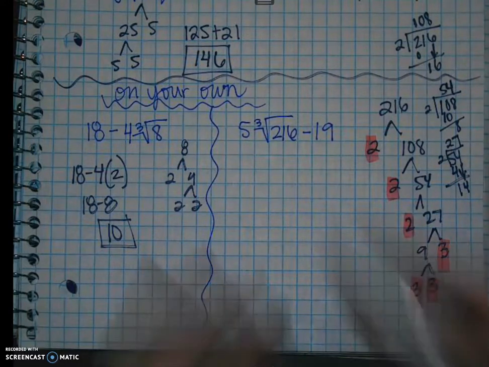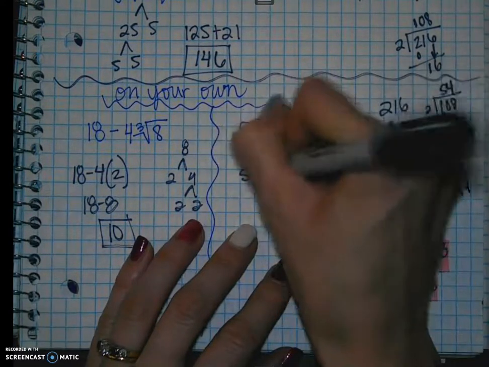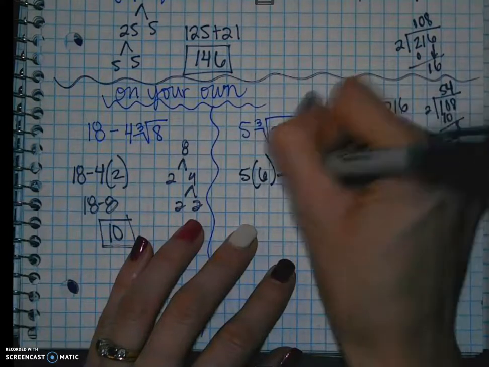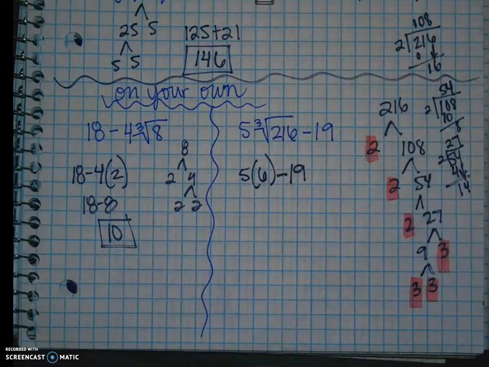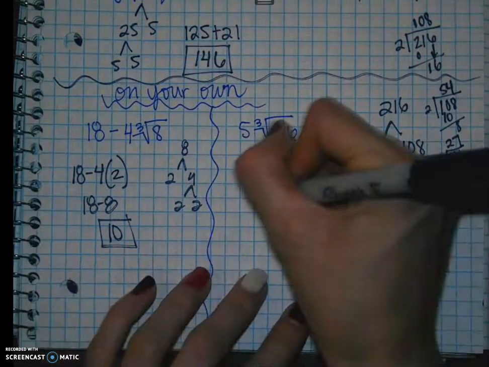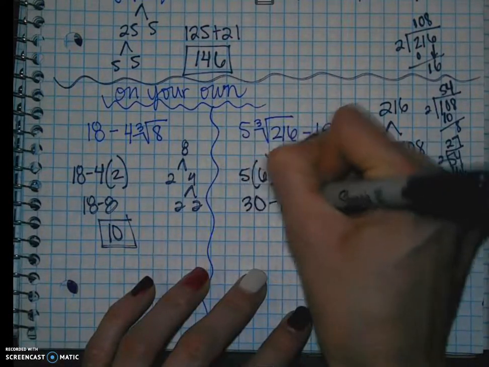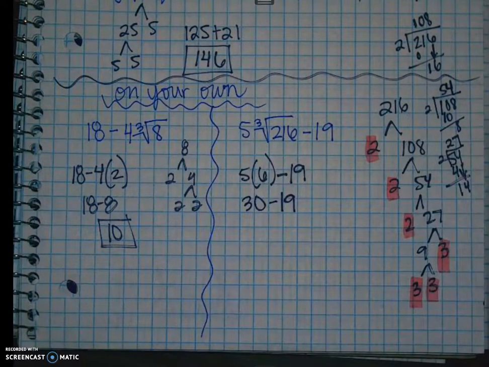So now you have 5 times 6 minus 19. Well, 5 times 6 is 30. And then you have to take 30 minus 19.